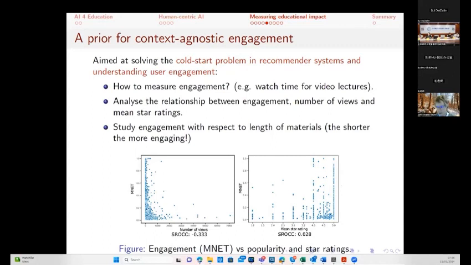However, interestingly, it didn't align with star ratings. There was a very small correlation with star ratings, or with the number of views, and there was a negative correlation with the number of views. So this engagement measure didn't seem to align with other, more traditional ways of measuring quality.